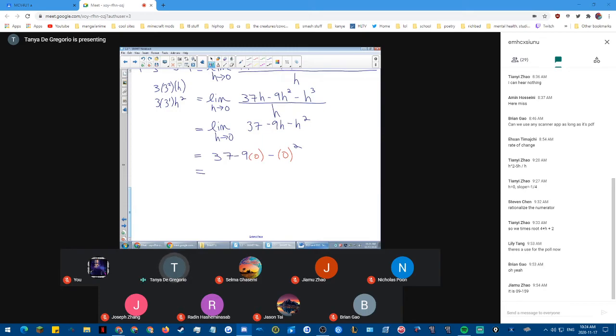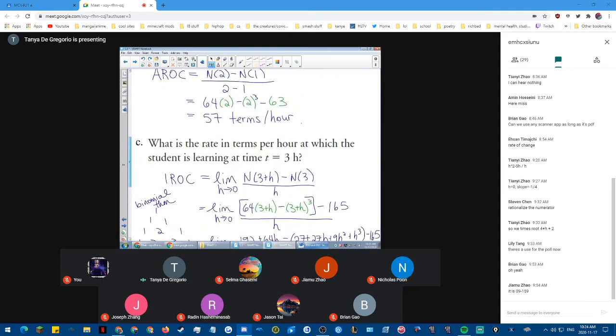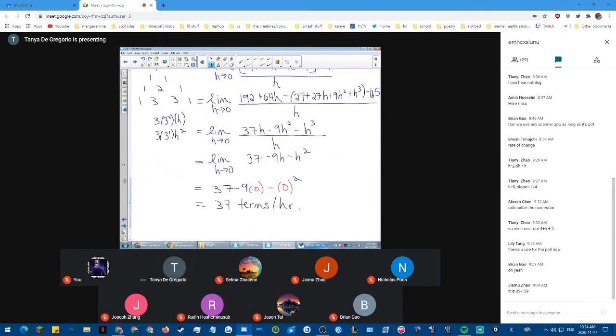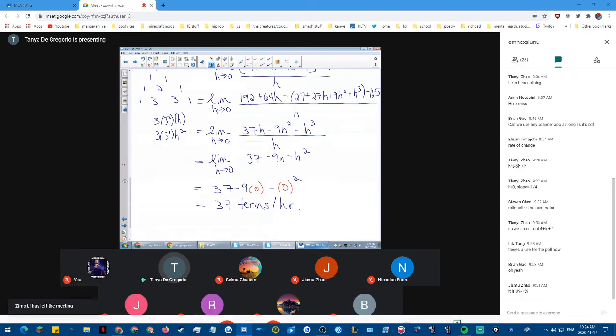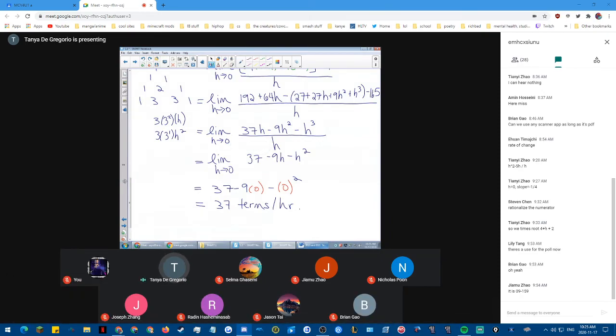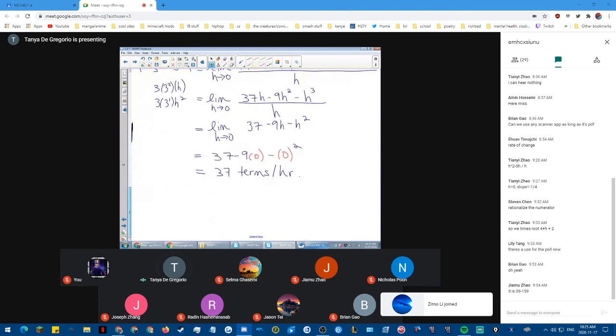And you're left with just 37 terms per hour. So what's happened over time here? What's happening? You guys see a trend? Decrease rate of change. Yeah, so what's happening to this student? Well, as time goes on, you get tired. So at the beginning, you're learning all these terms, and as the time goes on, we notice that the students are learning fewer and fewer terms. Yes, they're getting tired, right? Good. Excellent. Are there any questions?